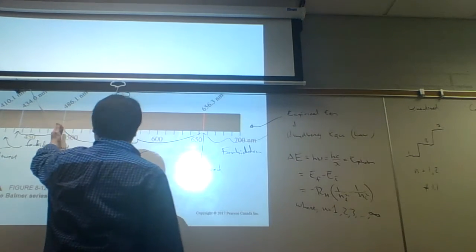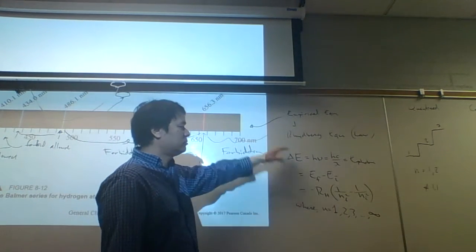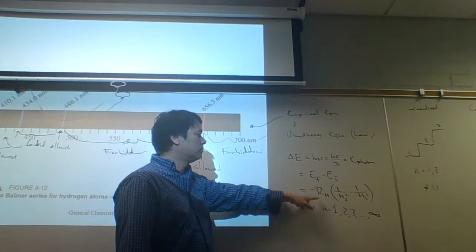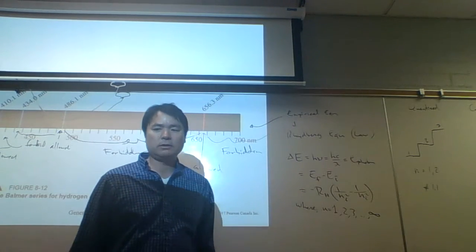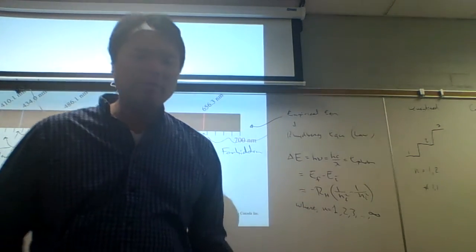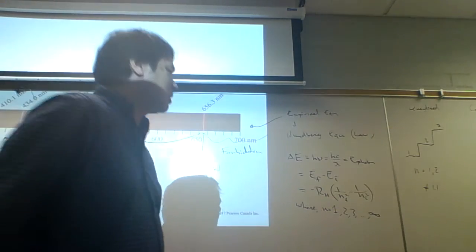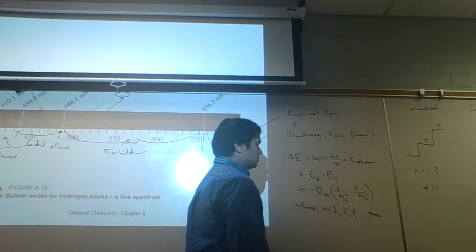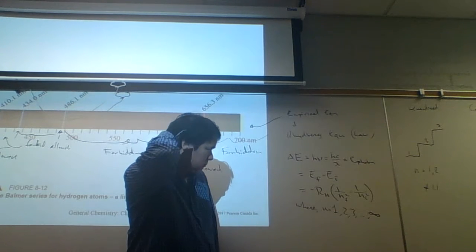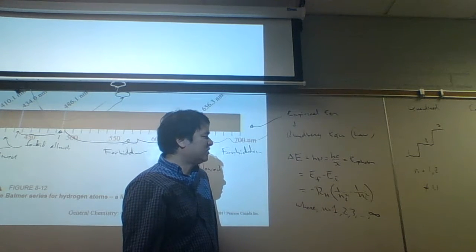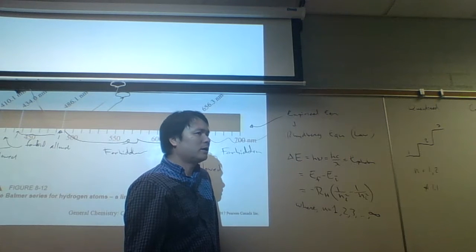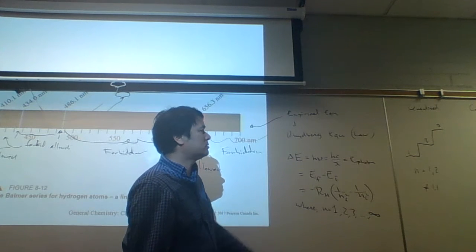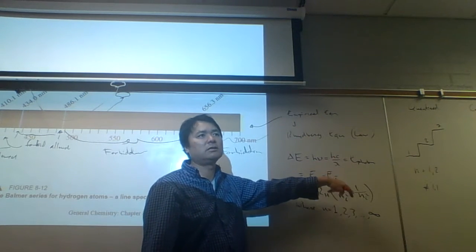The pattern that was found is a number pattern. The number pattern fits this equation here. It's this very simple equation where R sub H is just some empirical constant, some constant times this. It fits this number pattern, but then what comes next? Well, this turns out to be a law because it's a very consistent number pattern.